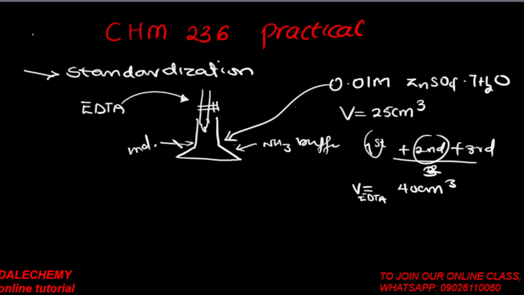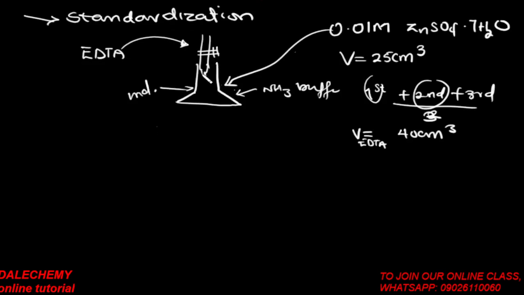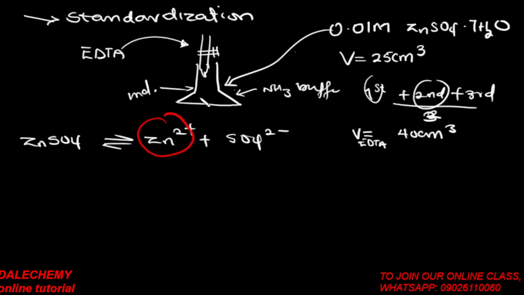Now EDTA is reacting with something here. It's not actually zinc sulfate it is reacting with. It's actually reacting with the zinc, because zinc sulfate in solution will dissociate to give zinc 2 plus and SO4 2 minus. And EDTA will always react with metal. So is this zinc 2 plus part of this solution of zinc sulfate that the EDTA will react with? And zinc or any metal will react with EDTA in 1:1. So it will always be in 1:1.